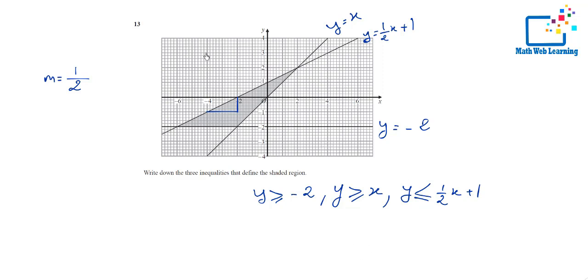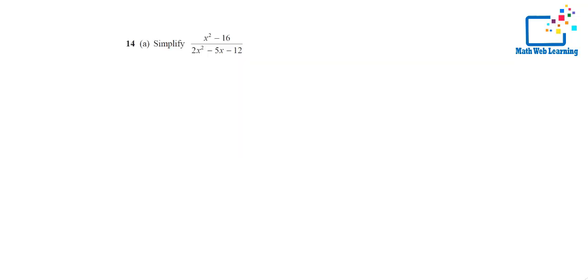Okay, the next question is question 14. Question 14 is a question on algebraic fractions. We need to simplify it. In order to simplify it, we need to factorize the numerator and factorize the denominator. Let's do the numerator first. It is a difference of two squares. It will factorize like this: x plus 4 in one bracket and x minus 4 in another bracket.